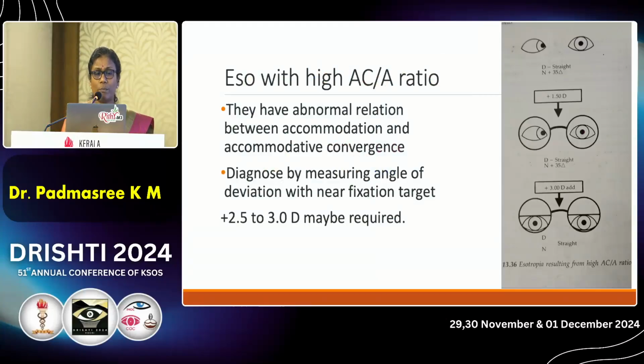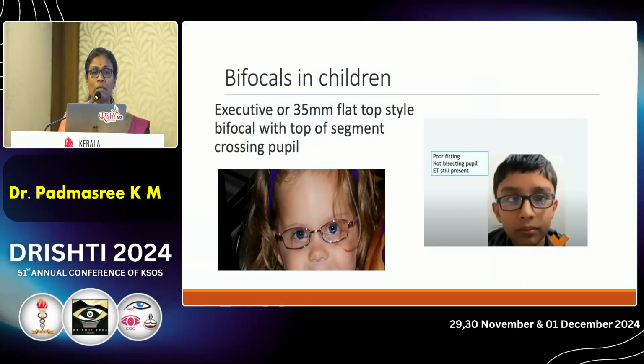Coming to esotropia with high AC/A ratio, here they have abnormal relationship between the accommodation and accommodative convergence. So for near, the esotropia will be larger, and that can be made straight by relaxing the accommodation with a +3 add. Because of time shortage, I am not talking about how to calculate the AC/A ratio. Anyway, when the child is given a spectacle correction, it should be an executive type of bifocal and the flap top style segment, and the top of the segment should be crossing the pupil. So that makes sure that the child uses the spectacle for all near activities.